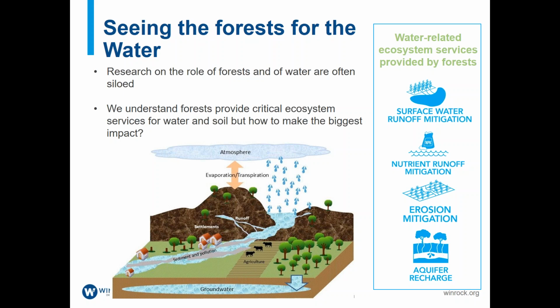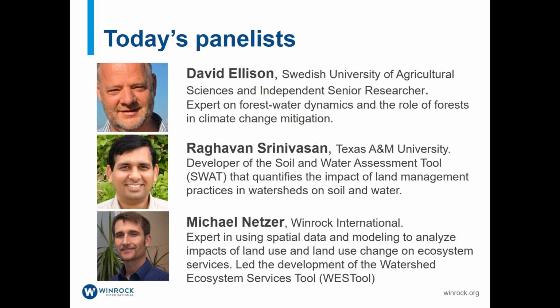meeting development challenges. We know that water and forests interact in terms of surface water runoff and mitigation, nutrient runoff, erosion mitigation, and aquifer recharge. We wanted to look at where we're placing forests and where we're conserving forests, and when we're thinking about the water cycle, how do we need to consider those together? How do they need to interact together?